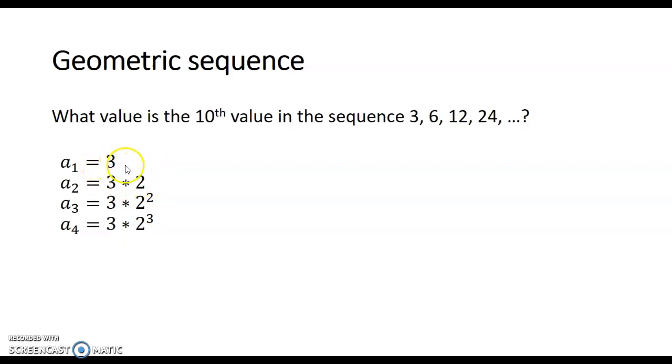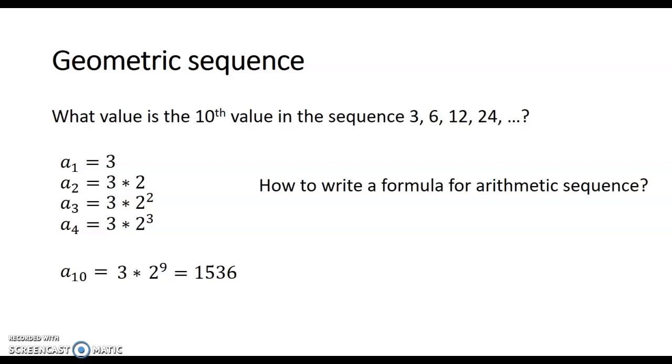So in the first one, there's no exponent. The second one is to the power of 1, the third one to the power of 2, the fourth one to the power of 3. So obviously if we want to go to the 10th one, we say 3 times 2 to the power of 9. So the exponent is 1 smaller than the value we want to go to. In our case it would be 1536. And we can still write that in a formula.